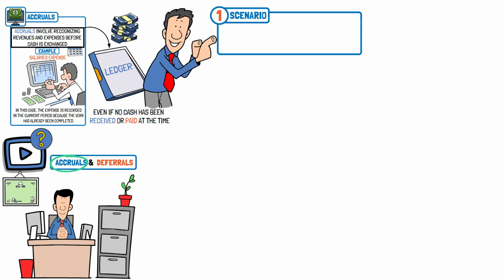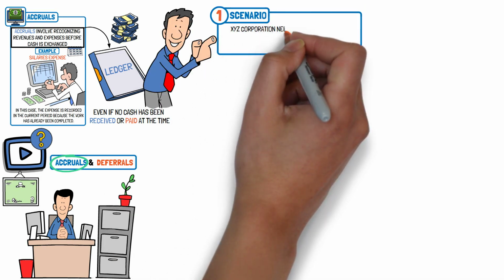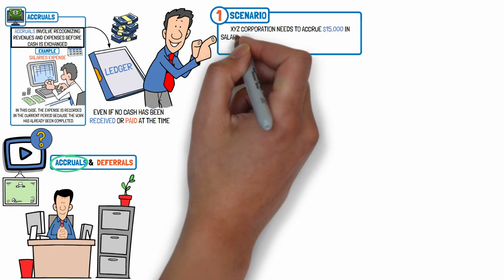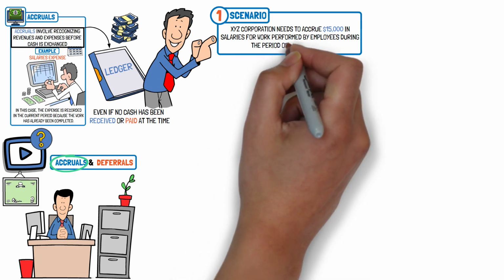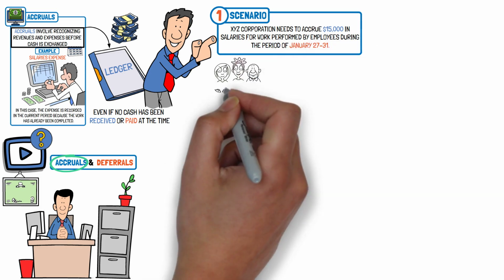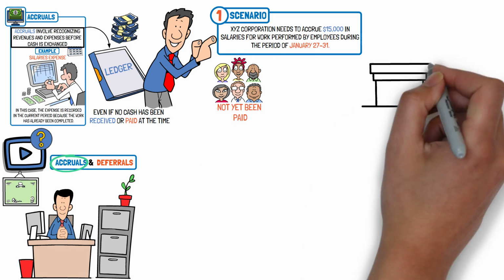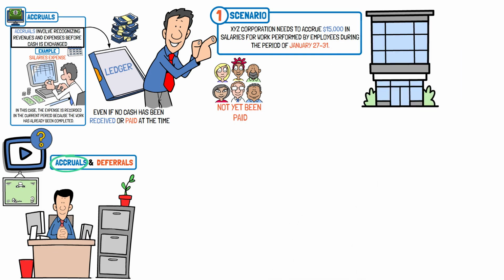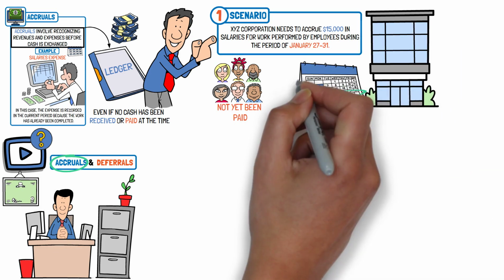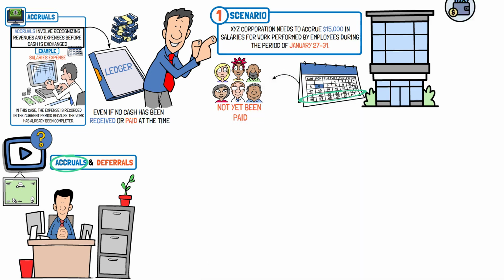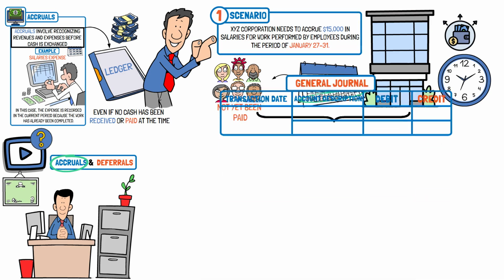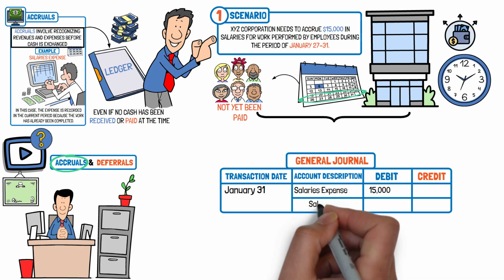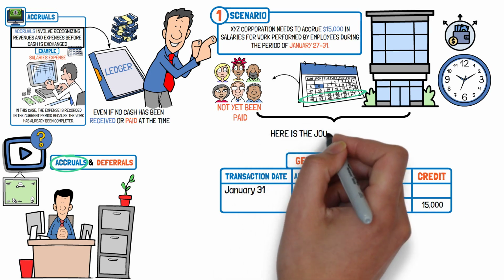Scenario 1. XYZ Corporation needs to accrue $15,000 in salaries for work performed by employees during the period of January 27 to 31. Although the employees have not yet been paid, the company must record an accrual to reflect the time they worked during that final week of January. This ensures the expense is recognized in the correct accounting period. To properly record this accrual, the company will recognize a salary expense and a corresponding liability. Here is the journal entry that reflects this accrual.